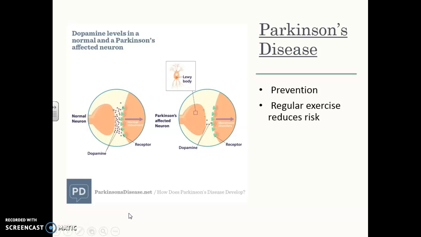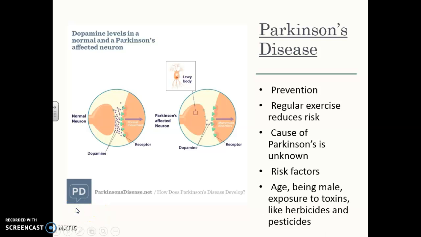How does one prevent Parkinson's? Well, there is research that shows regular exercise will reduce your risk to get Parkinson's. However, we don't know what causes Parkinson's, so the prevention is a little bit harder to come by. But we know the risk factors. Age, being over 60, men get Parkinson's more often than women, and there seems to be a correlation with exposure to toxins, like ongoing exposure to herbicides and pesticides increase your risk for Parkinson's.